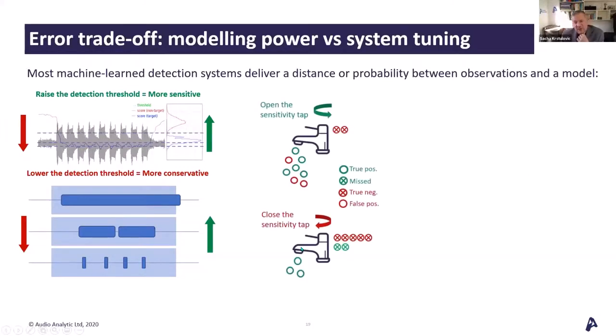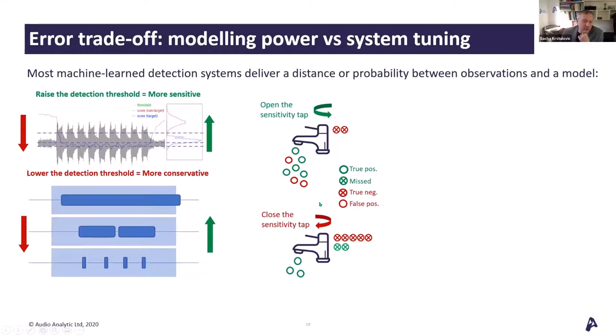So you can think of that as a sort of sensitivity tap that you open or close depending on whether you want to make your system more sensitive or more conservative. And that is without retraining anything. This is just system tuning at this stage, yeah? So if you have a system which is permissive, okay, you open your sensitivity tap, you have lots of detections which are going through, but the problem with that is that you might have lots of false positives.